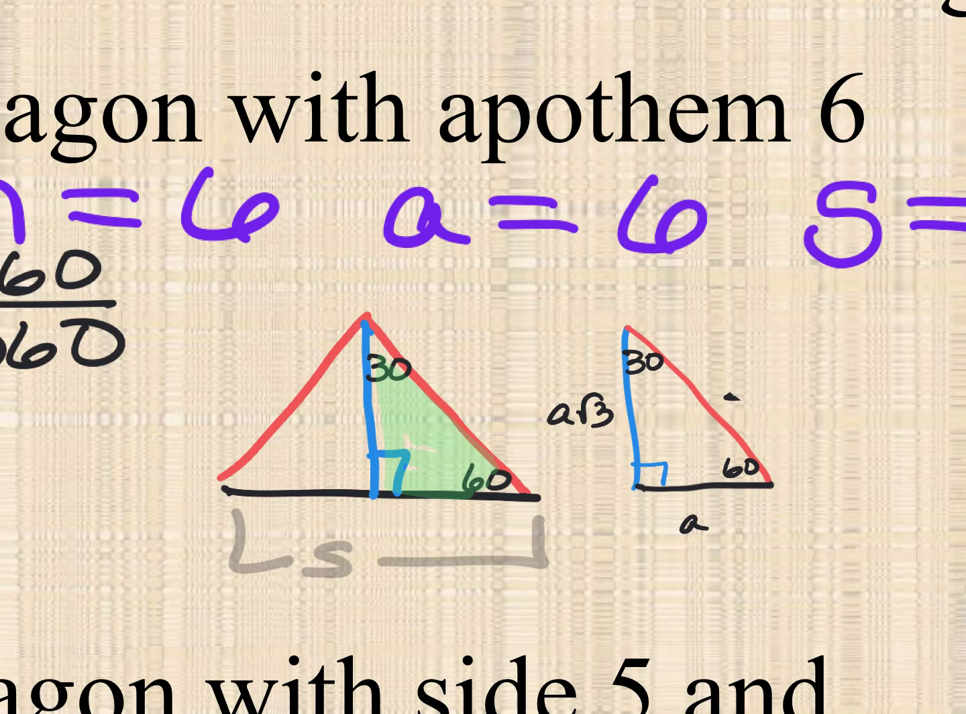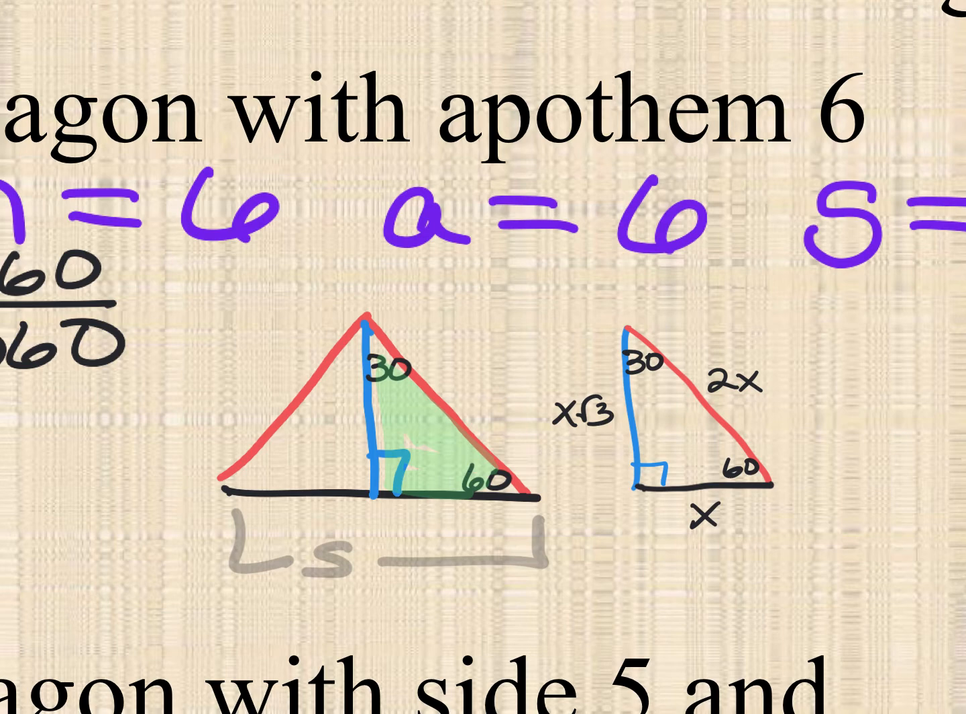I'm going to change the variable to an x. And instead, I'm going to call this x, x root 3, and then 2x. Because once you're solving for a, you may think that that's the apothem. So it's better if we change the variable to the rules that we're going to memorize for these special right triangles and change it to an x.